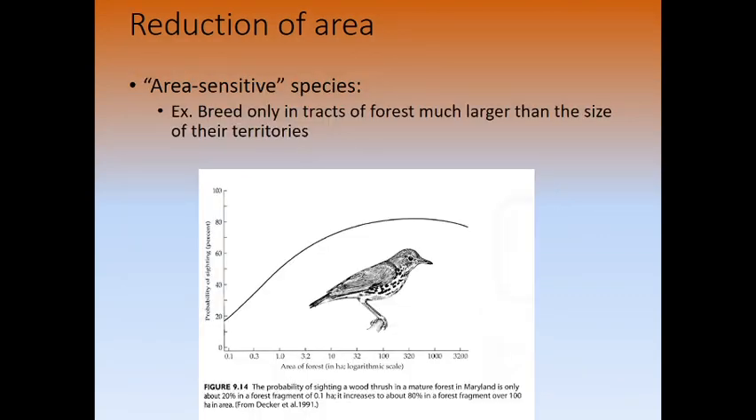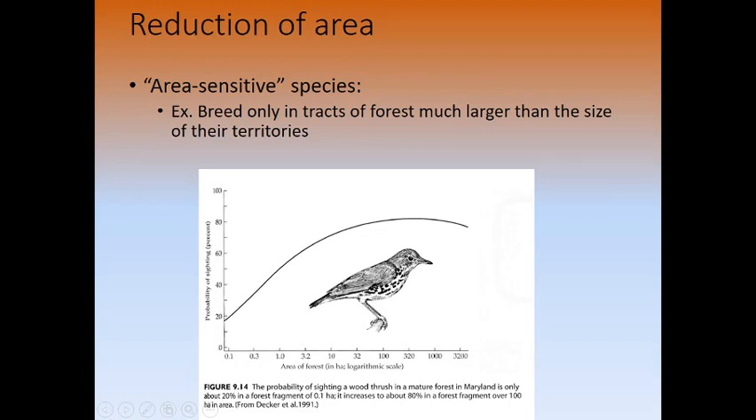There are things called area-sensitive species. An example is this wood thrush here. This is a small bird that's found in Maryland, and it doesn't really need that much space, right? But in an area of forest of one hectare, a hectare being 100 meters by 100 meters, so not very big, basically like one city block, even if the forest is one city block, there's only about a 50% chance of finding it. Really, to have a good chance of finding it, you need some 30 hectares or something, so 30 big city blocks.